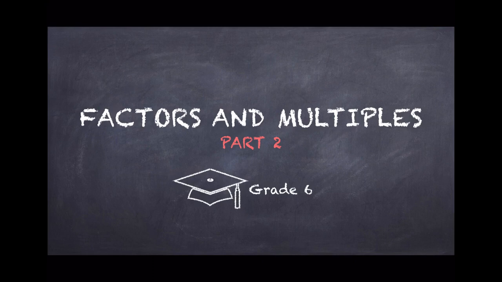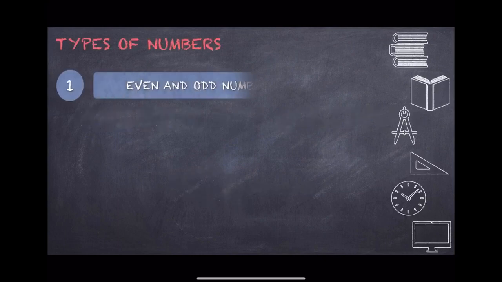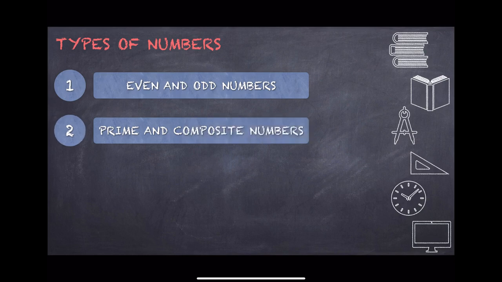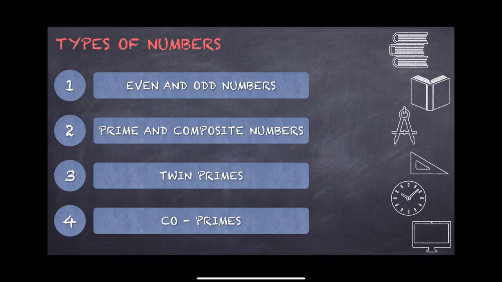In our previous video, we had learned how to identify and define factors and multiples. We were also able to give suitable examples to differentiate between them. In today's lesson, we are going to discuss the different types of numbers, namely even and odd numbers, prime and composite numbers, twin primes, and co-primes. I hope you all are feeling excited to learn something new today. So without any further ado, let's get started.